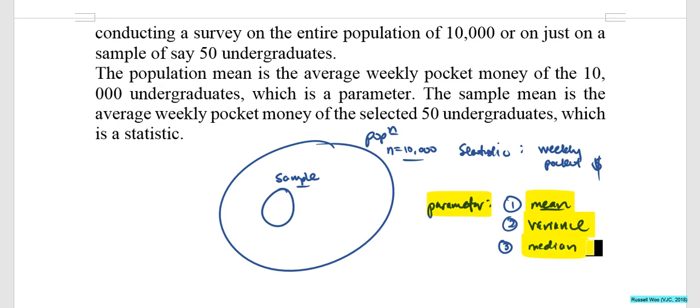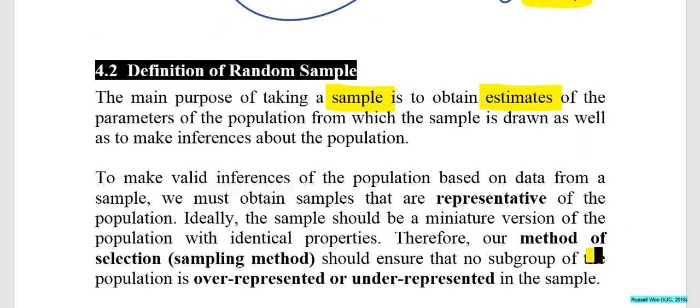Correct? You all know, right? Mean may not be the only way to measure the central tendency of statistics, but it can be the median as well, the middle value. So, never mind, let's do the brief overview. But how do we get these estimates? We will take samples. The most important thing now is that we must make sure that no group is overrepresented or underrepresented.